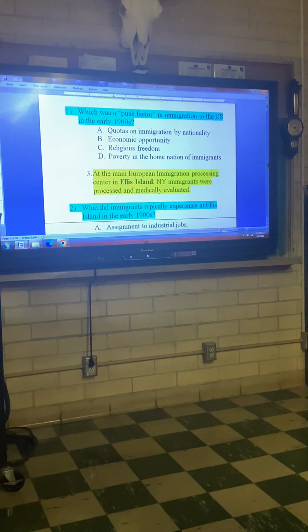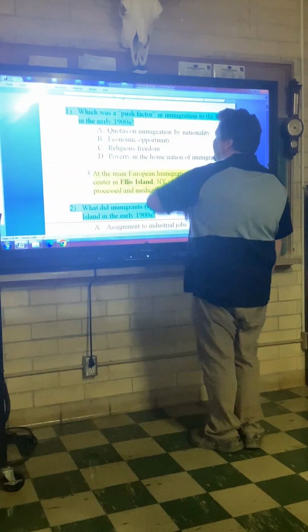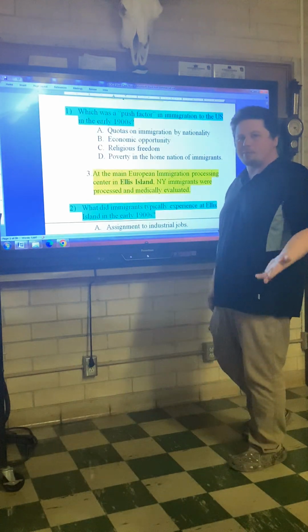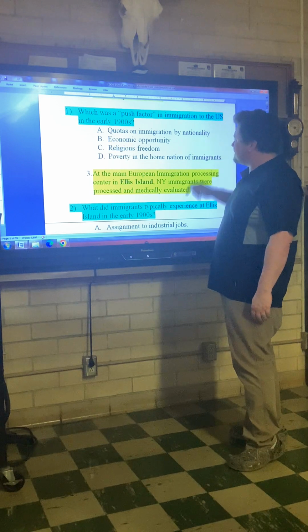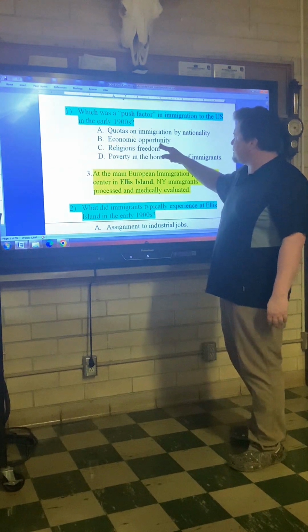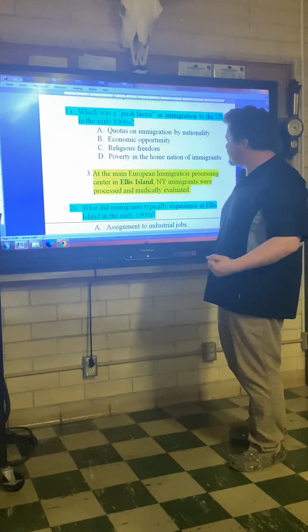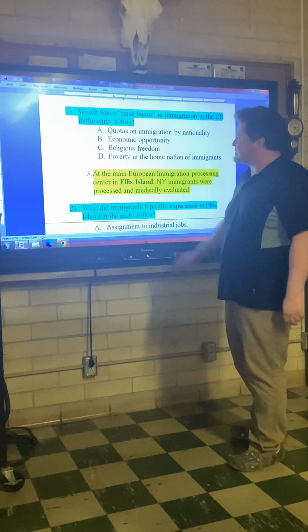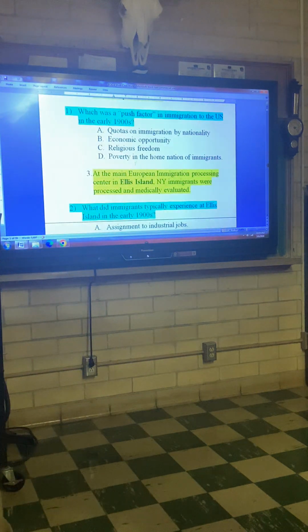Which was a push factor in immigration to the United States in the early 1900s? So, push factor, that means what's the negative thing that's going to make immigrants leave their country? All right, quotas on immigration by nationality. Okay, maybe. Economic opportunity, that's going to be a pull for sure. Religious freedom is a pull. Poverty in the home nation of immigrants, that's definitely going to be a push, okay? Poverty is always a negative thing. That means being poor, by the way, if you don't know what the word poverty means.